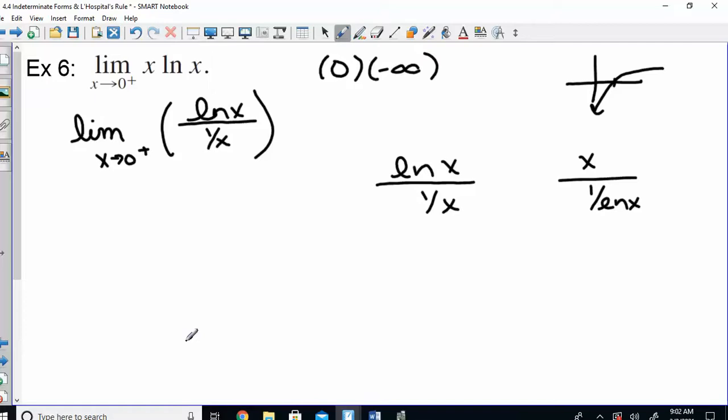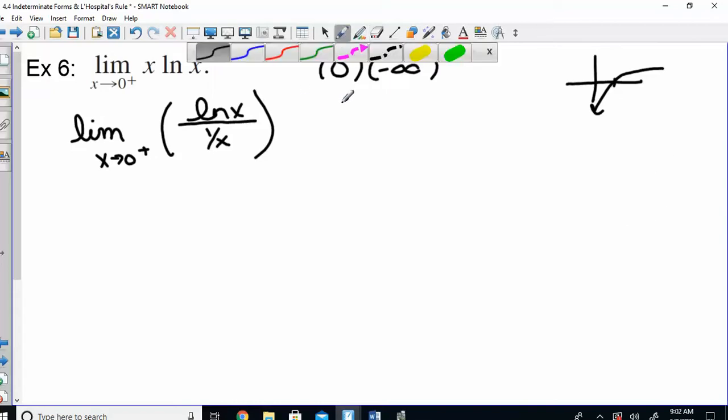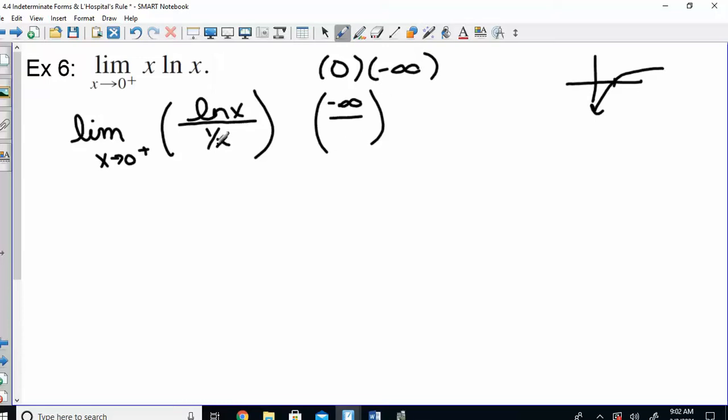Okay, so when you put one of them in the denominator, you have to do its reciprocal. So now, let's see what this thing is going to. As we approach 0, the natural log of x is still going to negative infinity over 1 over 0. We're approaching from the right. So 1 over a smaller and smaller positive number is going to infinity. So it's currently negative infinity over infinity. So if it's infinity over infinity or 0 over 0, that's when we can do L'Hopital's.